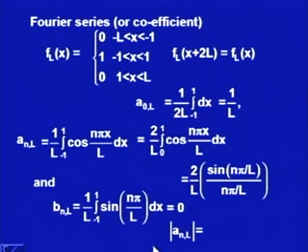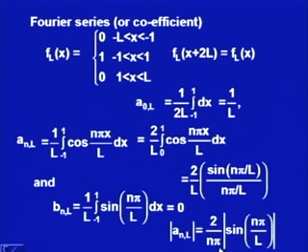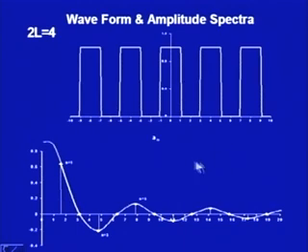Because b_n is 0, we would get the modulus of A_n, that is the square root of a_n squared plus b_n squared, and since b_n is 0, it is the square root of a_n squared. We take only the positive quantity. So it would be 2 upon n pi times |sin(n pi by L)|. Now, if I plot this, this is called the Fourier amplitude spectrum.